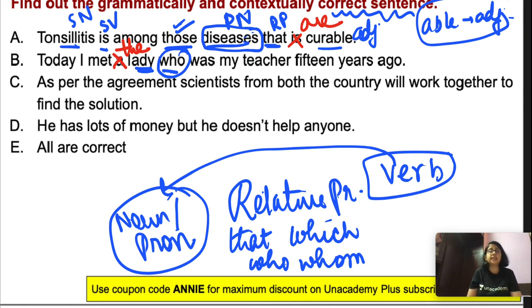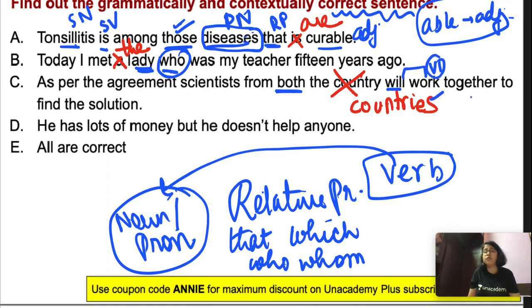Next. As per the agreement, scientists from both the country. Okay, now here you're talking about both. Both means you're talking about two countries. So you have to use plural noun, not singular. So country is incorrect. You have to use countries because you're talking about two countries. So scientists from both the countries, will is a modal verb, will plus V1 work, correct, will work together to find, to plus V1 infinitive, to find the solution, the plus noun.